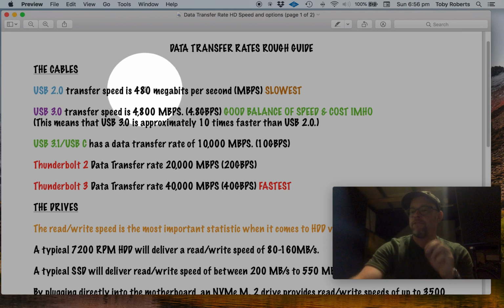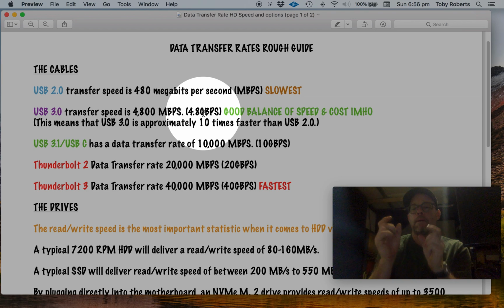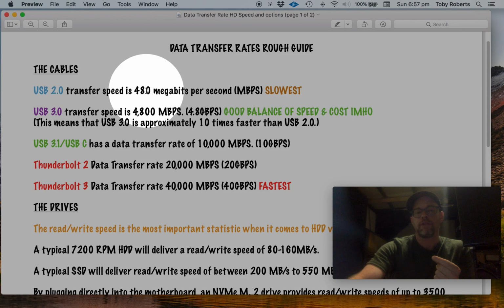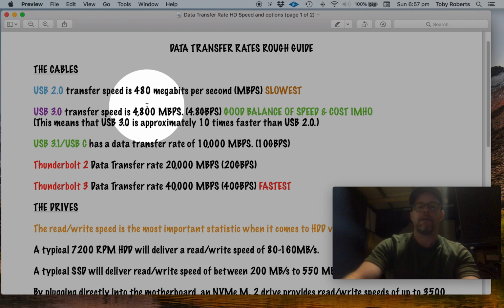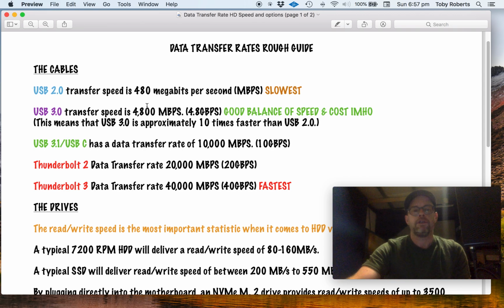Where people sometimes get confused here is they see the abbreviation of 4,800 megabytes per second, which is 4.8 gigabytes per second. A gigabyte is 10 times bigger than a megabyte. So the problem is sometimes you might see these 4.8 gigabytes and 480 and think this is big, it's a bigger number, so it must be quicker. No, 4.8 gigabytes is an abbreviation of 4,800. So you can see this is 10 times quicker. Sorry to spell it out, but sometimes people get confused.